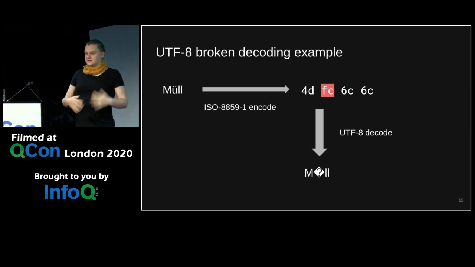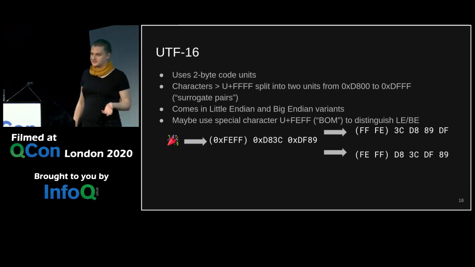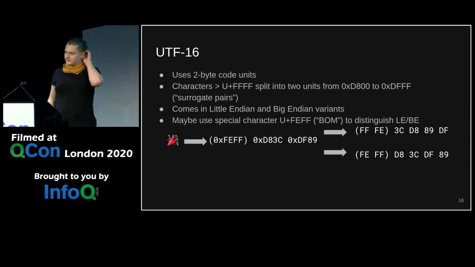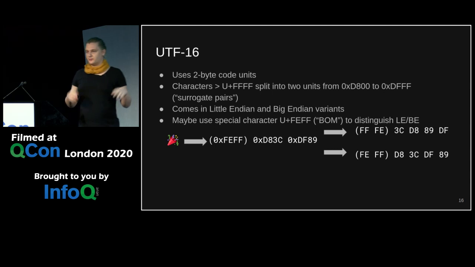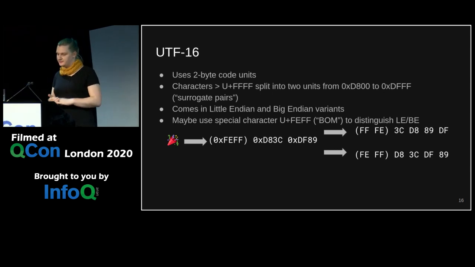And so what we can do is replace it with this replacement character instead of having it gobble up all the rest of the string. Then there's UTF-16, which uses 2-byte code units, so like 65,000 characters can be encoded in a single 2-byte unit. Ones that do not fit into that range are split into 2 separate code units.